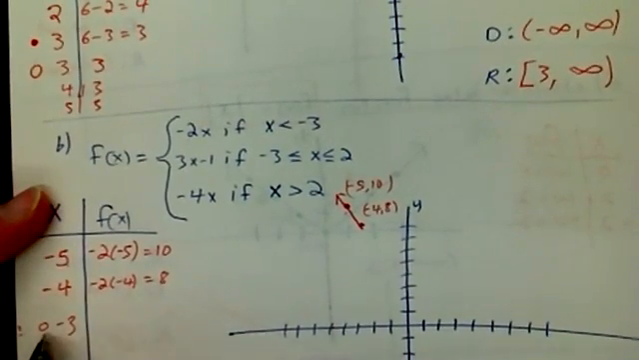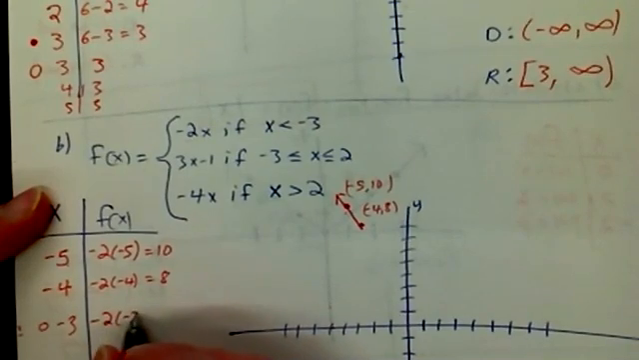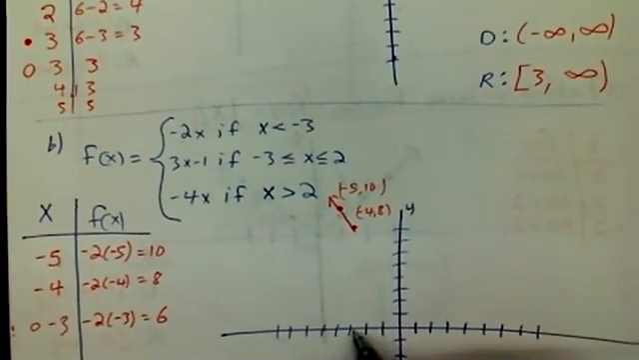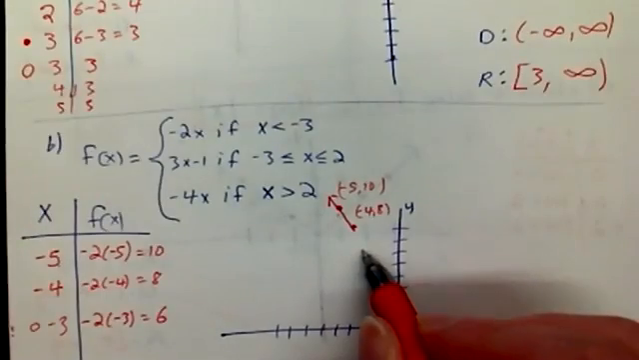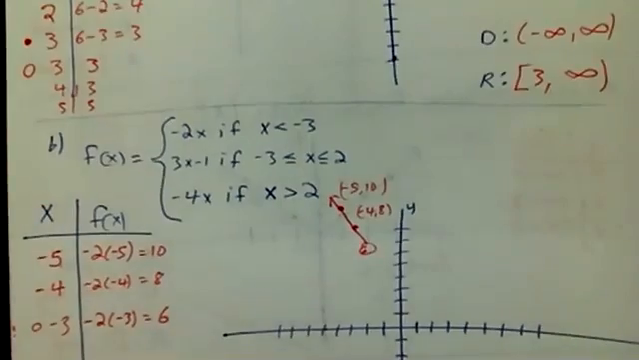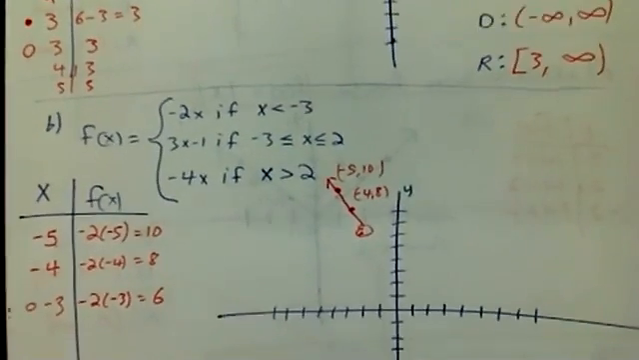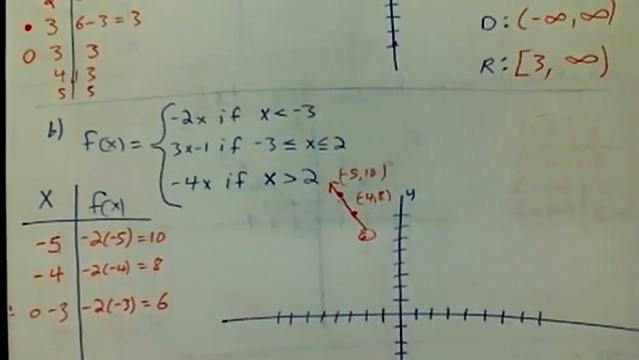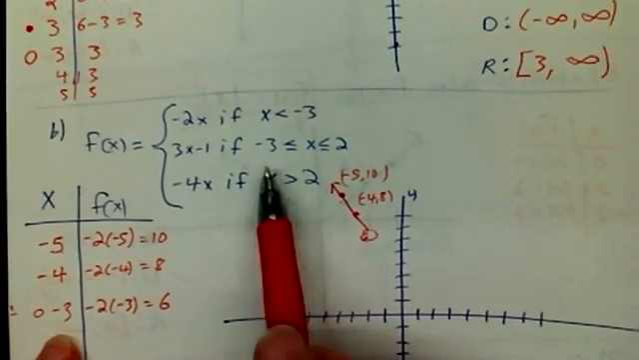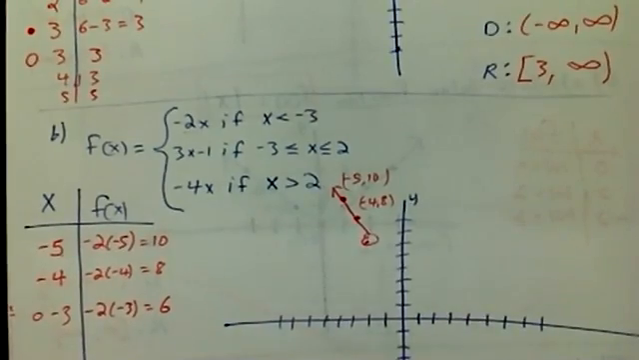So open circle, -2 times -3 is 6. Okay, so -3 and 6, and I'm going to use an open circle. And I'm actually not even going to put that on there, because if someone asks you, hey, what's the function value when x is -3? The answer is not 6. It's going to be whatever we get when we plug into here, but we just want to know what it's approaching, at least for this graph.